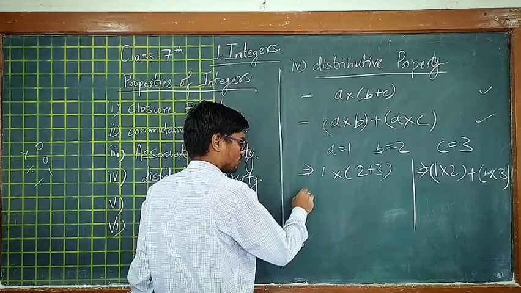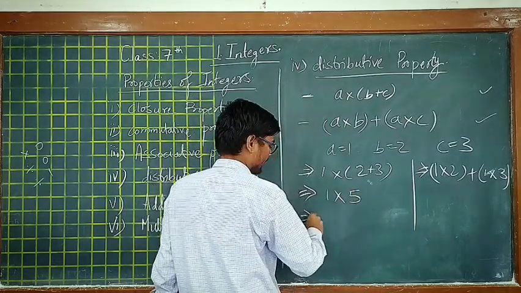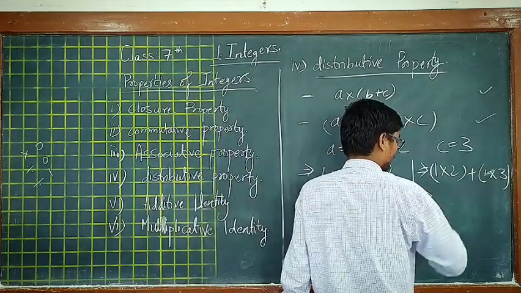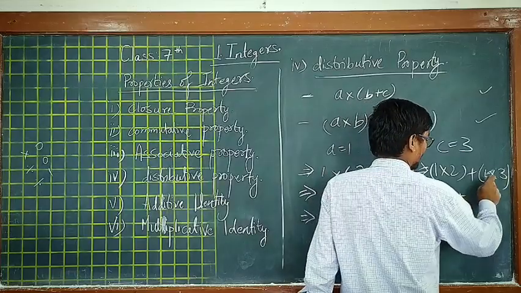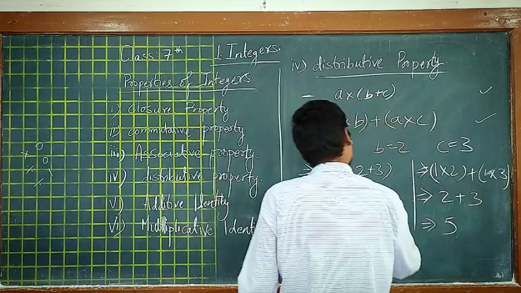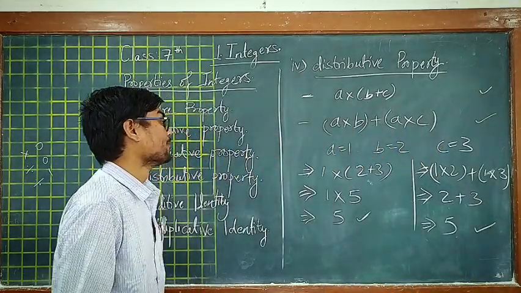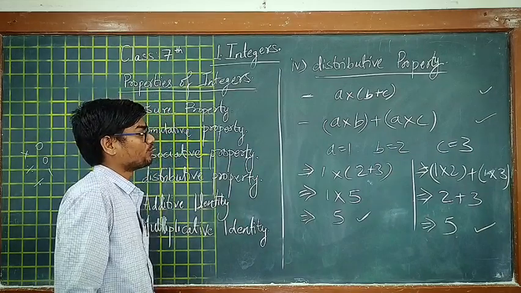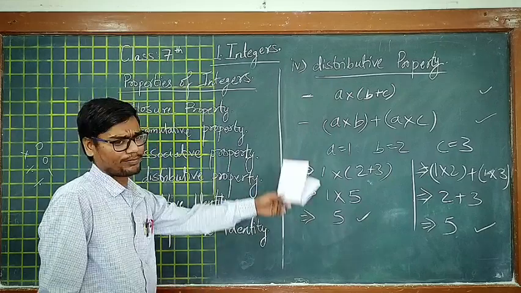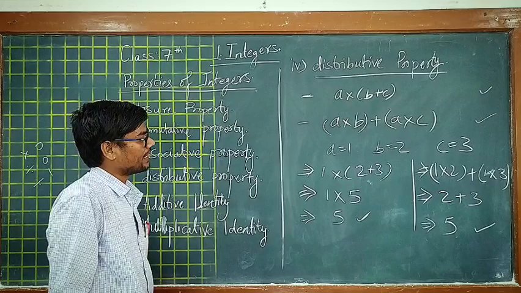So here first we will solve the brackets. So 1 into 2 plus 3, 5, and 1 into 5, 5. And here also we will first solve the brackets. 1 into 2, 2 plus 1 into 3, 3. So 2 plus 3 is 5. We see that we are getting the same value for both the expressions. So we can say that integers can be distributed over addition.